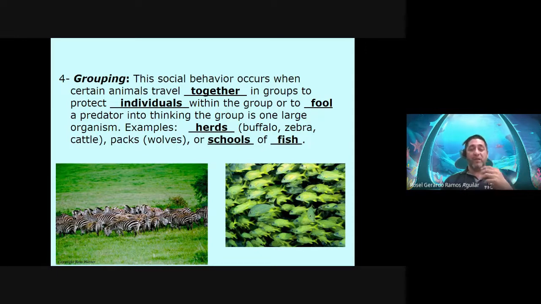Also, wolves do this. So this is what we have about animal behavior according to the environment.